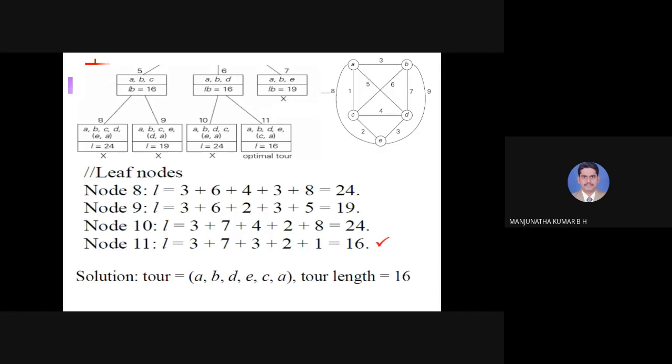One slide I have to include, that complete state space. I will include it in the slides. So later I'm going to share these slides with you. Then I will include that slide also.